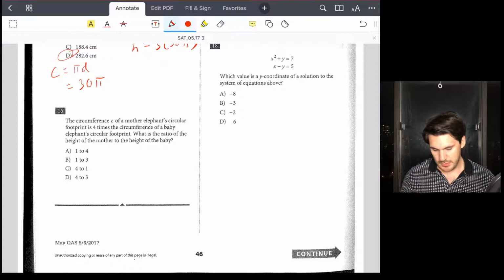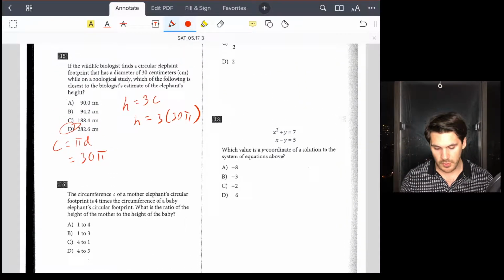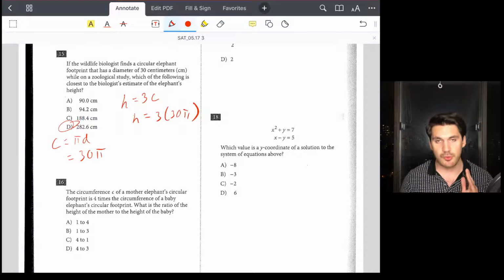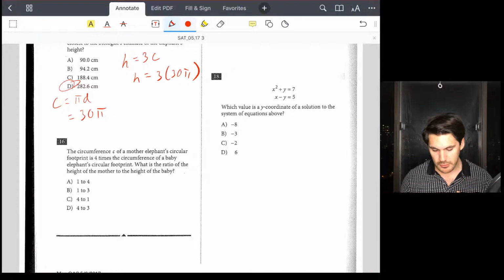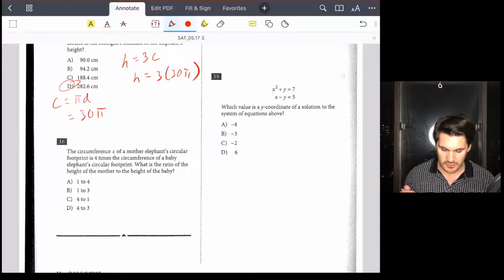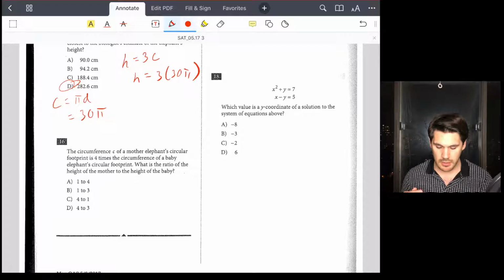16. What is the ratio of the height of the mother to the height of the baby, given that the footprint of the mother is 4 times that of the baby? Well, this is a linear equation, right? Linear function. H equals 3c. So if we increase one thing here by 4, the other one's going to increase also by 4. So basically, if the circumference for the mother is 4 times that of the baby, the height is also just going to be 4 times. So that's going to be a ratio of 4 to 1, choice C.